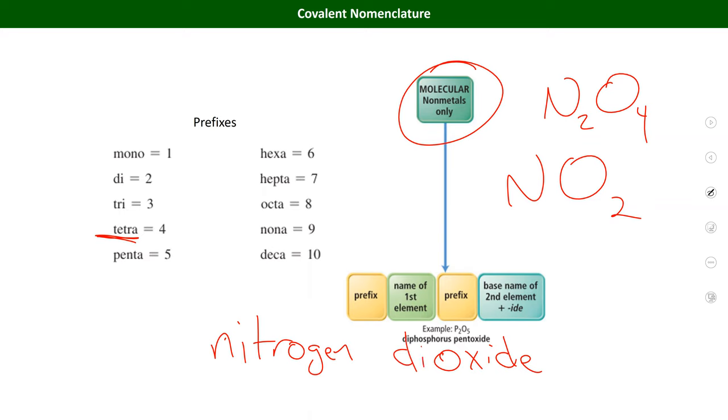And the reason I use this as an example is because this is the one time where it gets slightly more complicated: you don't use the prefix on the first element if it's one. If there's only one of the first element, you don't say mononitrogen dioxide, it's just nitrogen dioxide. If it's not specified, you're supposed to assume that it's one. But for these second ones, there's so many possibilities. They're all close to the same amount of oxygens relative to nitrogens. We always specify for the second one. So NO would be nitrogen monoxide. We say mono for the second element, but not the first.